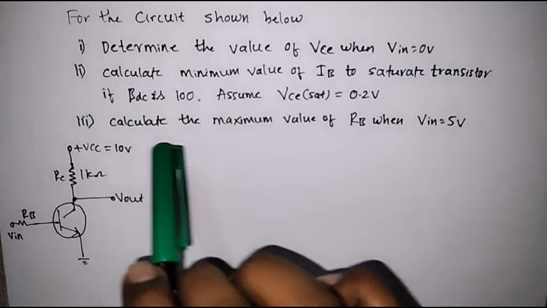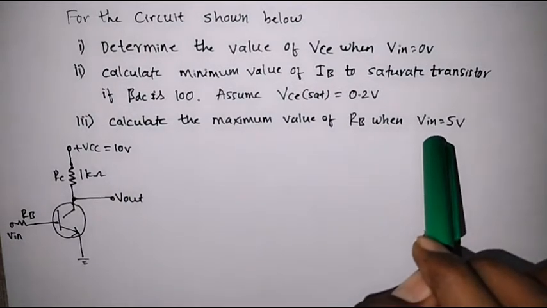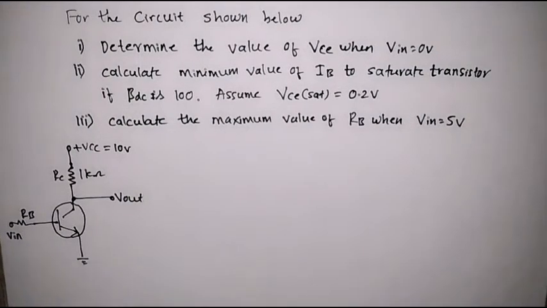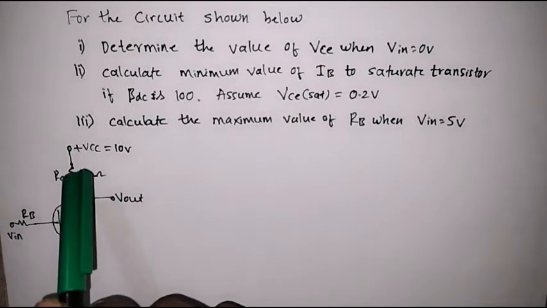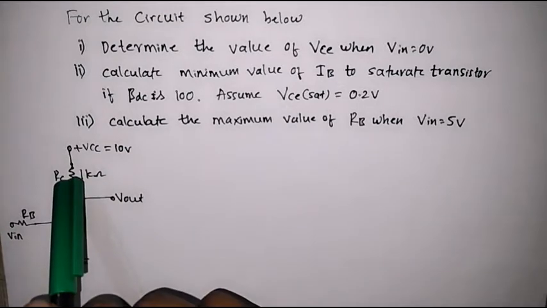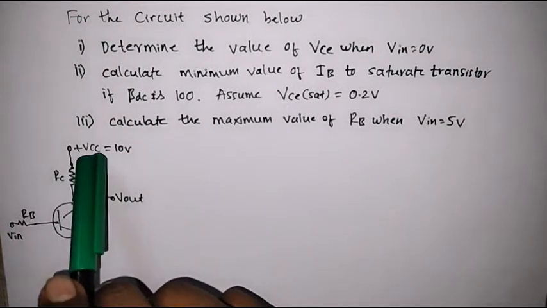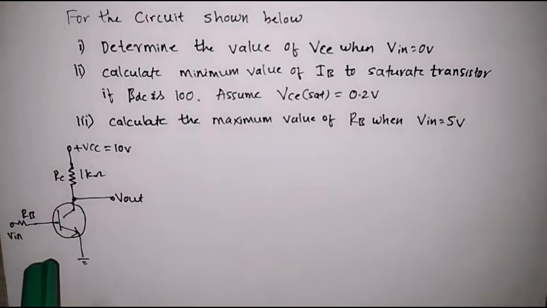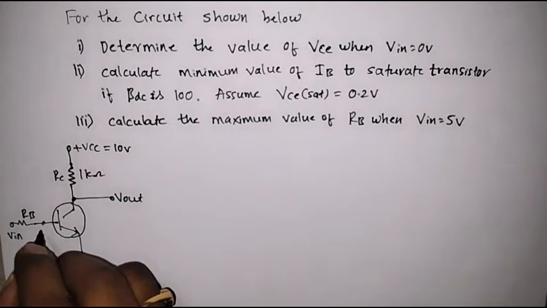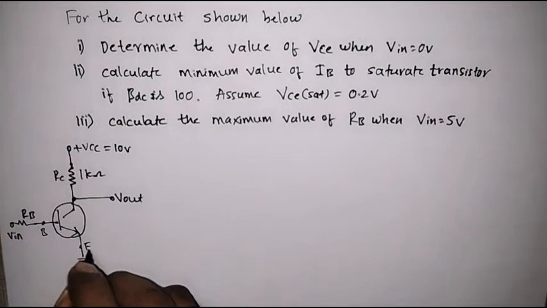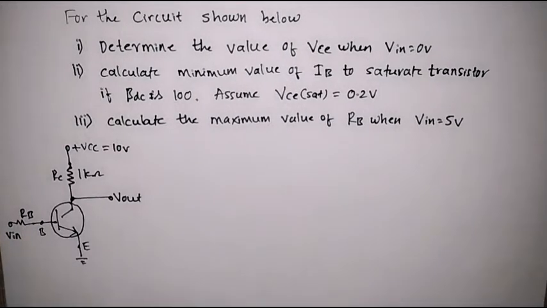Another sub question is to calculate the maximum value of RB when Vin is equal to 5 volt. So here the circuit is given. At the base of the transistor, resistor RB is connected. To that, voltage Vin is given, and at the collector side, collector resistor is connected, and in series to that VCC is connected. And we know that in a transistor, output is taken across the collector terminal. So in this example, this is the base terminal of the transistor and this is the emitter terminal of the transistor.